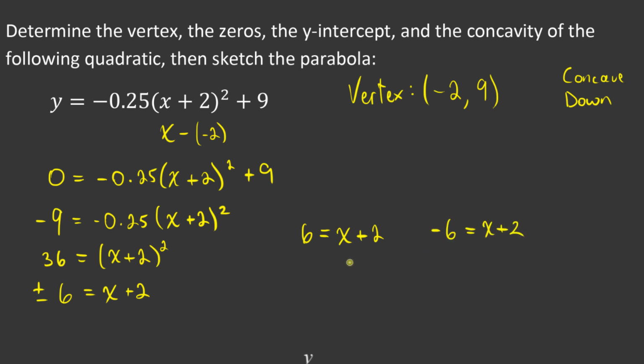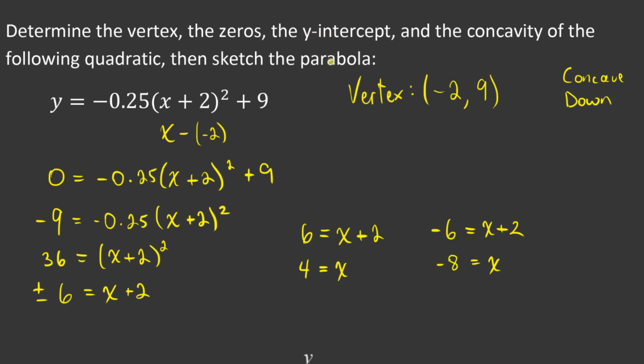And I have 4 as one of my zeros, and I have -8 as the other 0. I have 3 points, the vertex and the 2 zeros. I could graph this immediately. It then asks me to find the y-intercept.